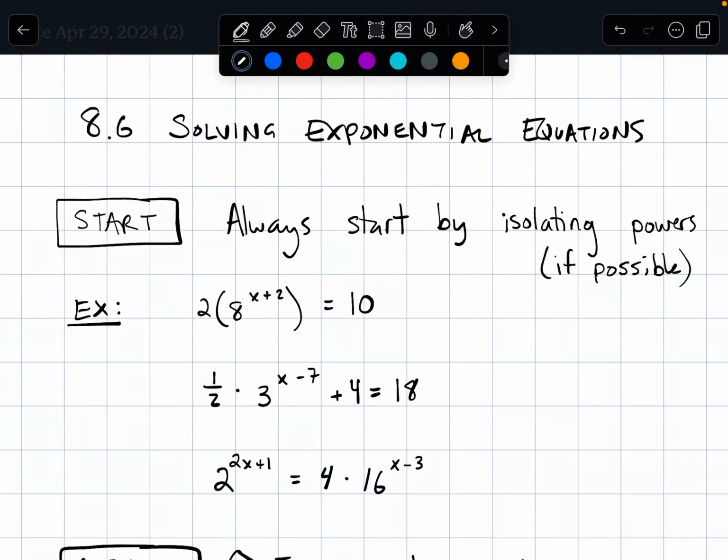So here in 8.6, we are solving exponential equations. Equations meaning we have an equal sign, exponential meaning that my variable x is in the exponent, all right? So we're going to be solving these, meaning that our final answer should look like x equals a number. That should be our final answer.